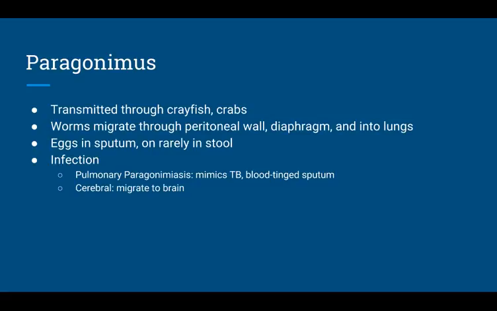Pulmonary paragonimiasis mimics TB. On the chest x-ray, it will look like an infiltrate, and they'll have blood-tinged sputum. Cerebral is when they migrate to the brain, and they'll have decreased motor skills, seizures, and visual difficulties.